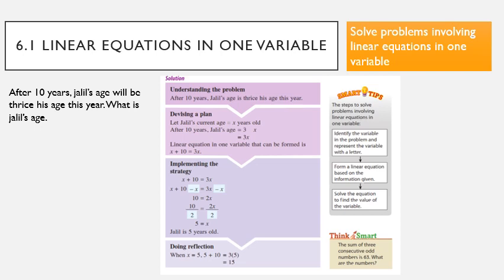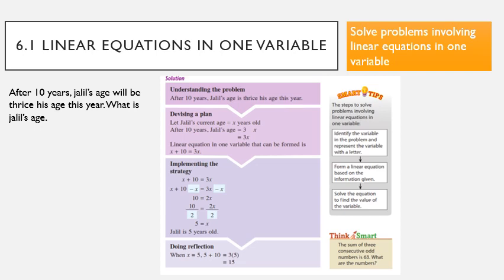Okay, so dia kata thrice. Thrice ni maksudnya 3 kali ganda. So maksudnya 3x. Sekarang ni umur dia kita tak tahu, which is x. So dia kata, so after 10 years maksudnya selepas 10 tahun. Maksudnya kalau lah sekarang umur saya 5 tahun, selepas 10 tahun umur saya jadi 15. So maksudnya saya kena addition. So x tambah 10, dia kata jadi thrice. So jadi 3x. Okay. So ni dia punya equation. So x tambah 10 sama dengan 3x.